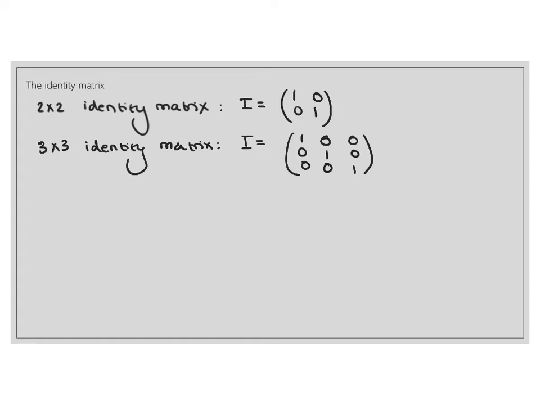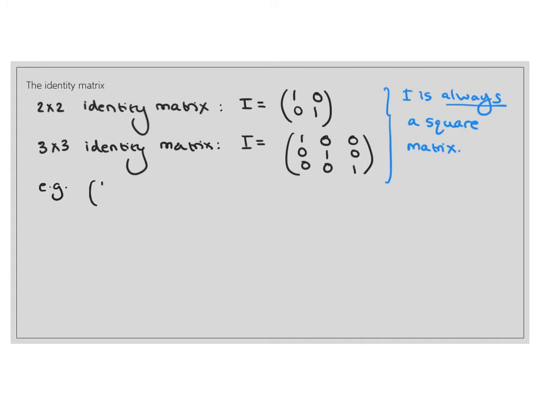So ones on the diagonal running from top left to bottom right, zeros everywhere else. And you can have identity matrices which are 4 by 4, 5 by 5, etc. But the identity matrix will always be square, which means it must have the same number of rows and columns. Now the identity matrix behaves a little bit like the number 1. So for instance, 5 multiplied by 1 is equal to 5. 1 multiplied by 5 is still equal to 5. And the identity matrix behaves in a similar way. Let's look at an example.